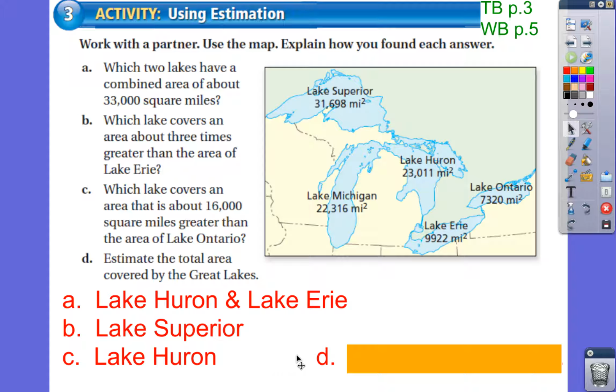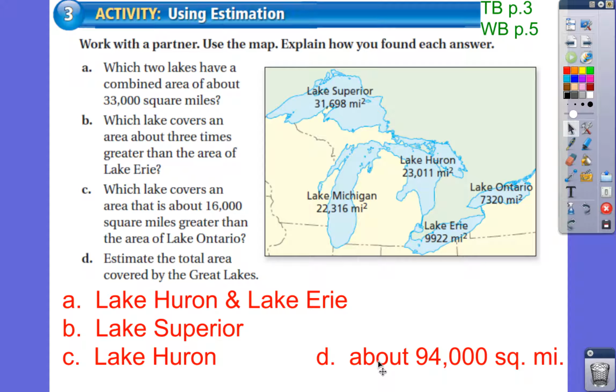The last one, estimate the total area covered by all of the Great Lakes. You're going to take the 5 numbers, do some rounding to the nearest 1,000, add them up, and you're going to get approximately 94,000 square miles of lakes.